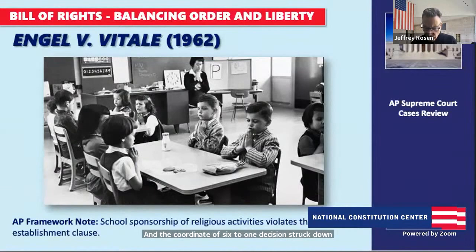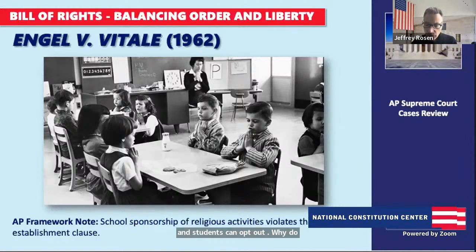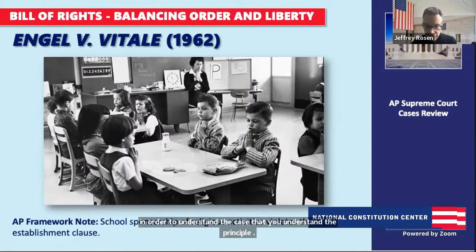Why did the court hold that? This is very important in order to understand the case, that you understand the principle. So the Establishment Clause says Congress shall make no law respecting an establishment of religion. What's an establishment of religion? Well, when the Establishment Clause is passed, a bunch of states actually had established religions, like Virginia established the Anglican Church.